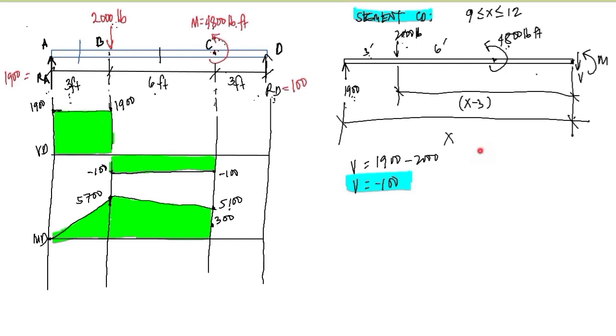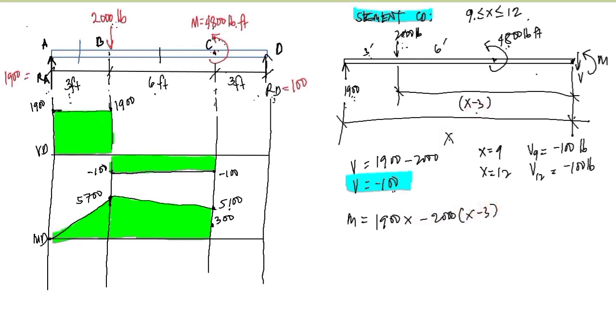Now, at x is equal to 9, the shear at 9 is negative 100 pounds. And at x is equal to 12, the shear at 12 is equal to negative 100 pounds. As you can see here, we just have the constant negative 100 from 9 to 12. Now, for the moment, we have to summate moment at the section. So we have here 1,900 multiplied by the distance x. And this 2,000 here will rotate counterclockwise. So we have negative 2,000 multiplied by the distance x minus 3. And we have the applied couple of 4,800 pounds here, so that's negative because it's counterclockwise.